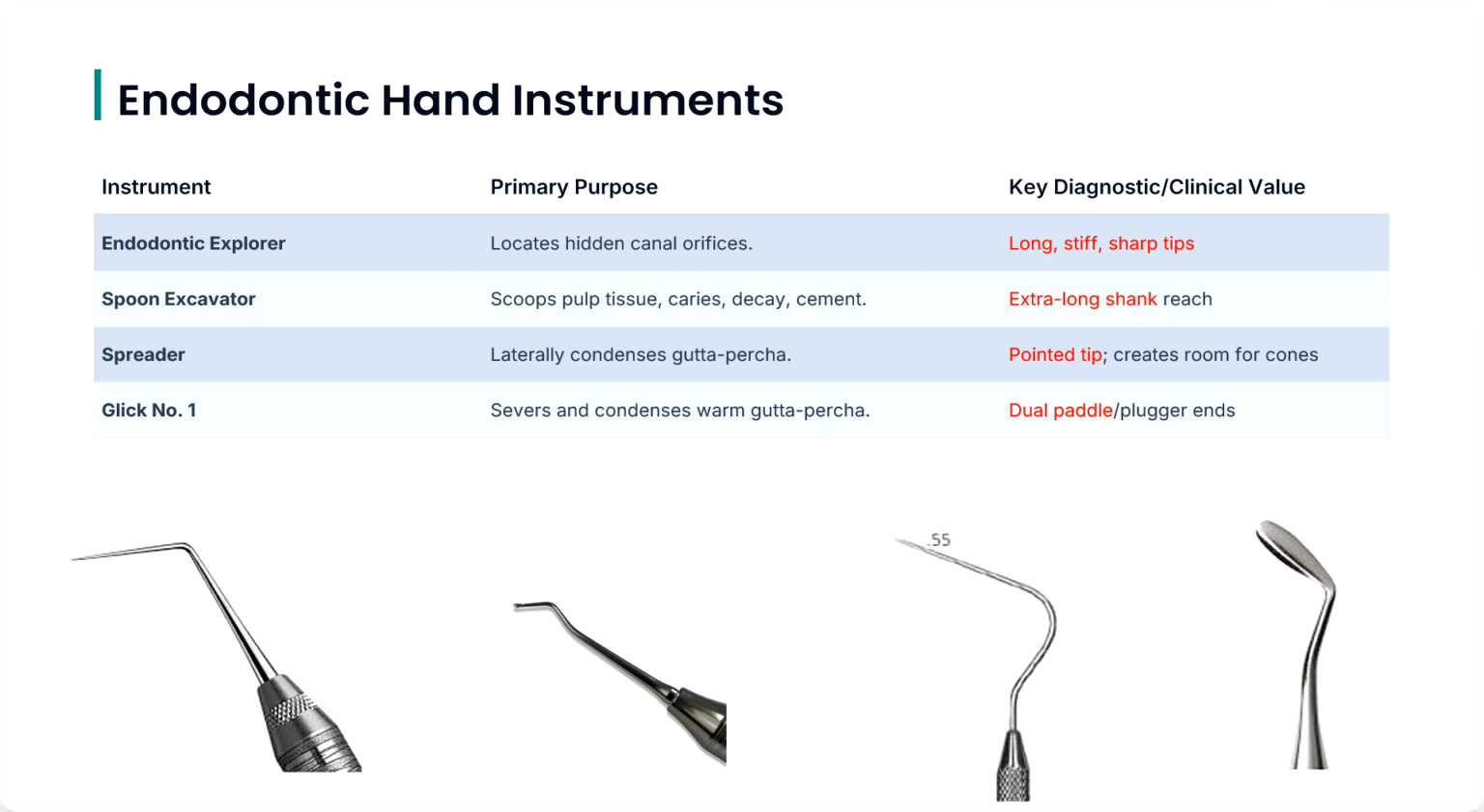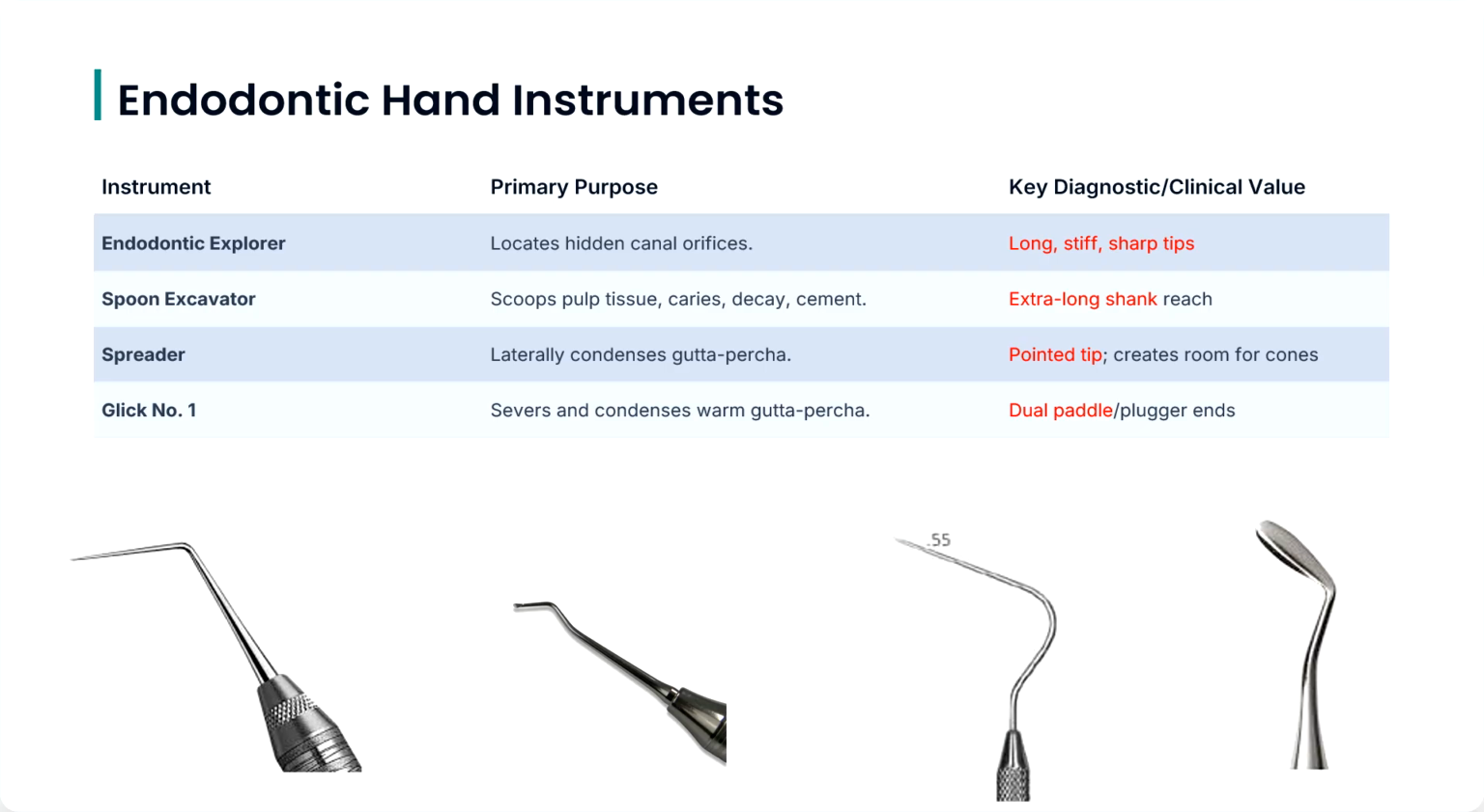So this is our paddle. Now it says it could either have a dual paddle or a plunger end. So ours has a paddle on one side, but then a plunger on the other. So it's two different instruments, just you're using either the glick side or the plunger side.